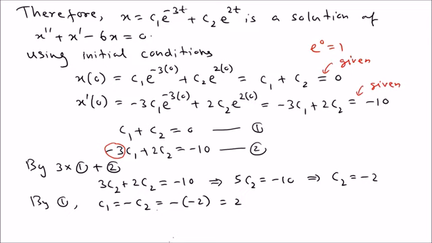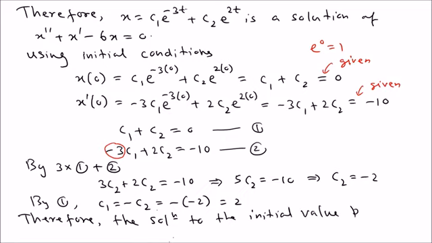Now you're going to complete that. You're going to present your results in the best possible way. That's why we're writing all those words, to make a good argument. So therefore, we can say the solution to the initial value problem is x(t) equals 2e^(-3t) minus 2e^(2t). So that is the final answer for that problem.